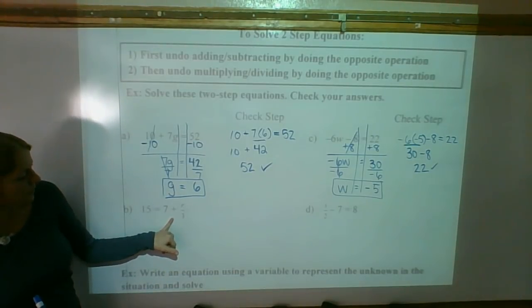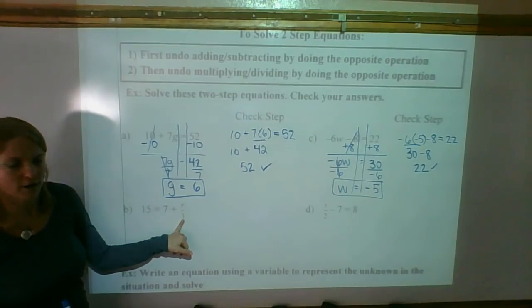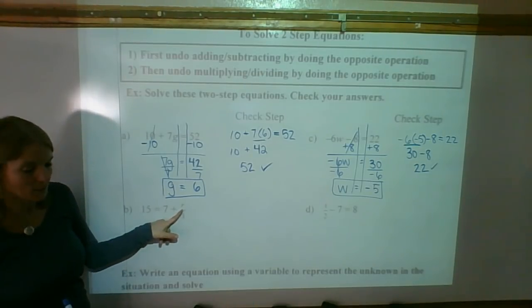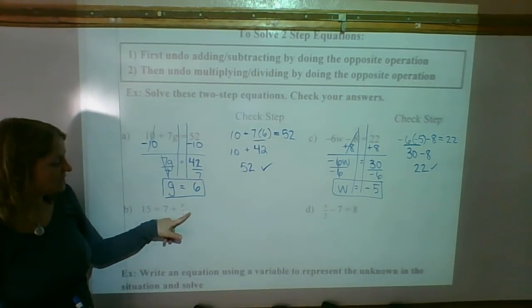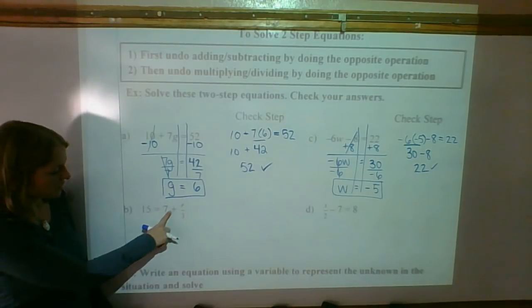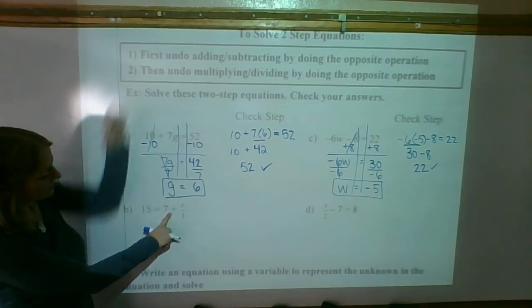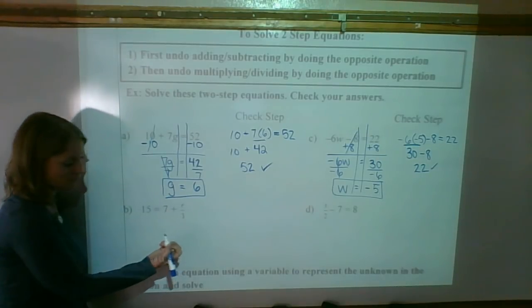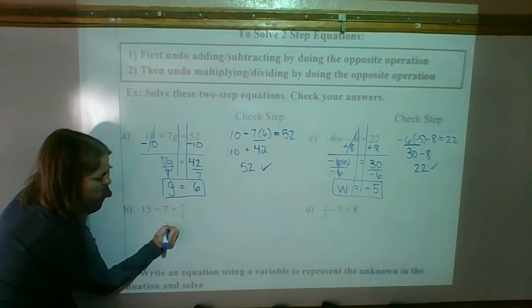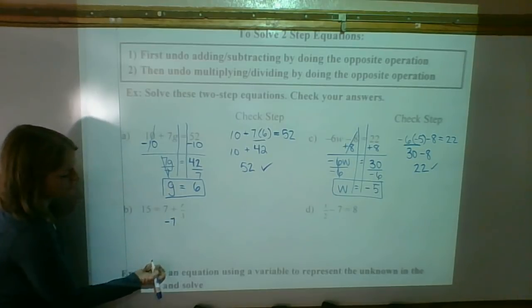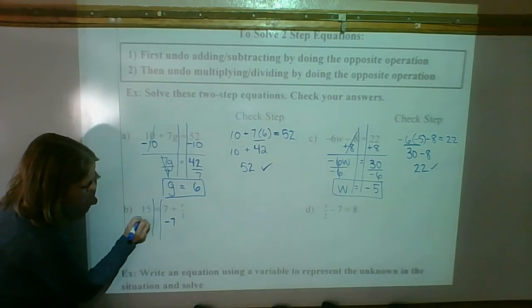Okay, so the next problem, a lot of people look at this and get all confused, like, oh, there's some weird fraction in there. Well, this isn't a fraction. What does this line mean? Division. That's division, right? So this is two-step as well. It's got a plus and it's got a division. So we want to undo our adding and subtracting first. So it's a plus 7. So we want to do what? Minus 7. So we subtract 7 on this side, and we subtract 7 on this side.